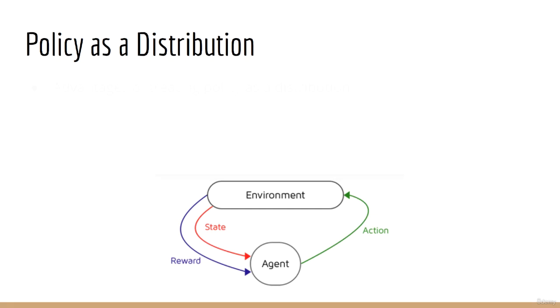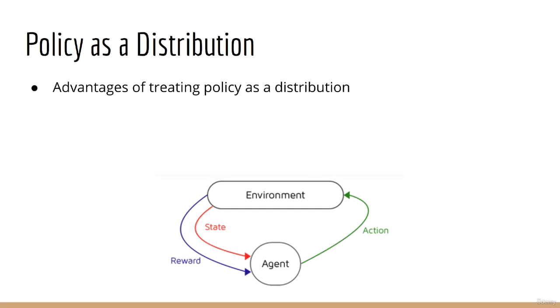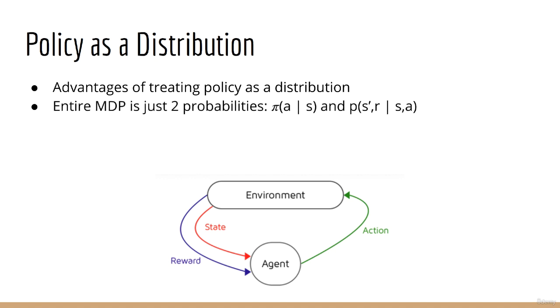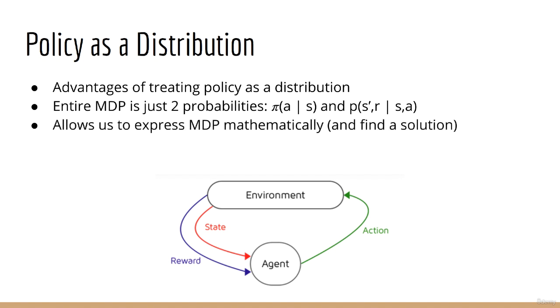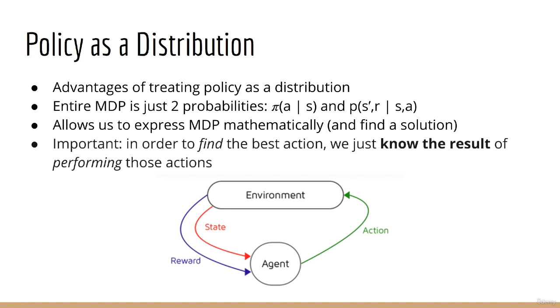Earlier in this section, I told you about the value of treating the policy as a probability distribution. First, it allows us to describe the entire MDP as a set of two probabilities, one representing the environment dynamics and one representing the agent. This allows us to reason about the MDP mathematically and find a solution to both the prediction and control problems, as we just did.